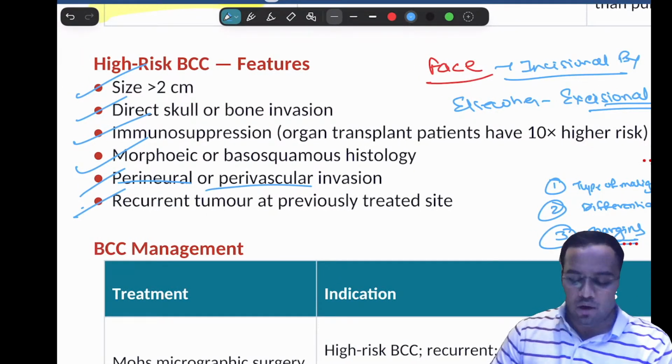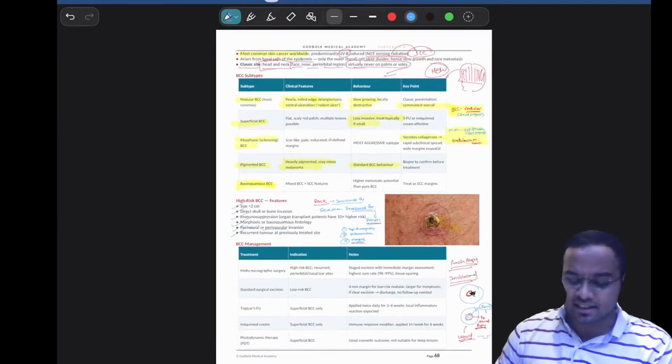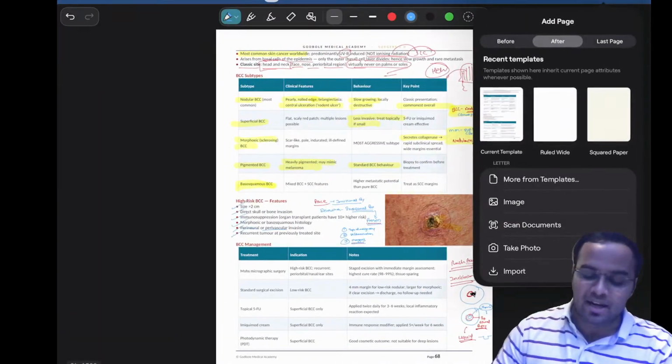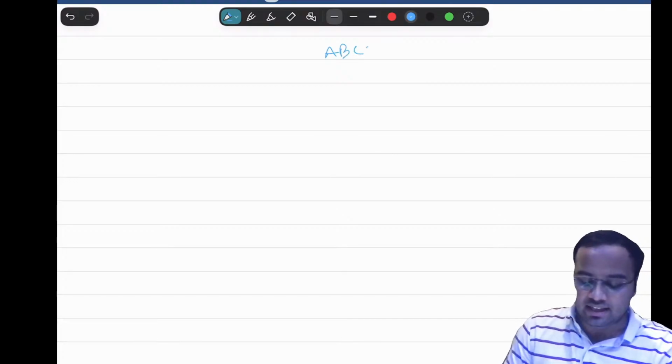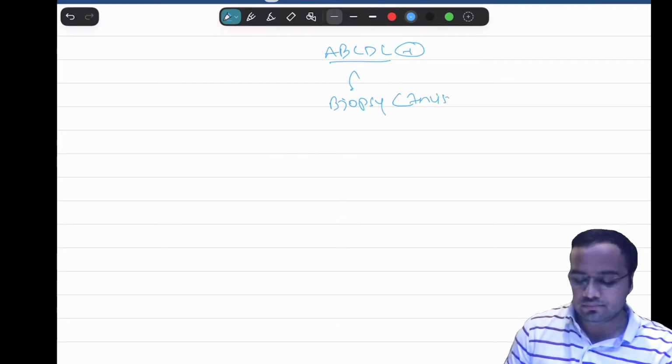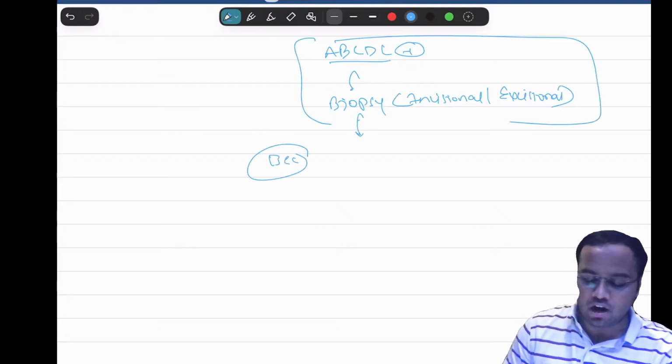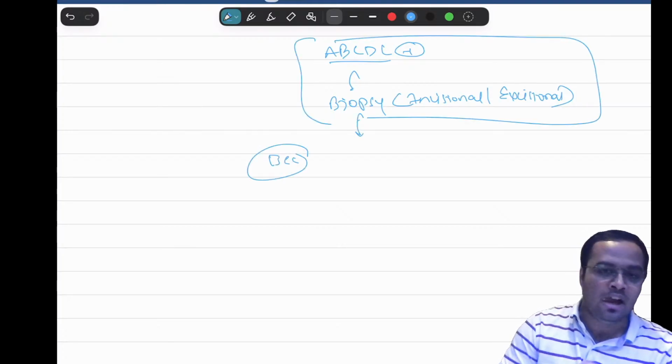So how are we going to actually plan the surgery? Let's jot it down. Whenever a patient comes to you with an ABCDE lesion, if anything of it is positive, you are going to prefer a biopsy. Either it can be incisional or excisional. If the biopsy is going to tell you about BCC, this protocol is going to be the same for all types of malignancies. For any skin malignancy, the protocol is the same.